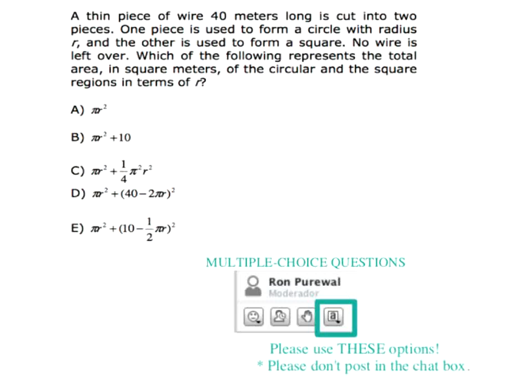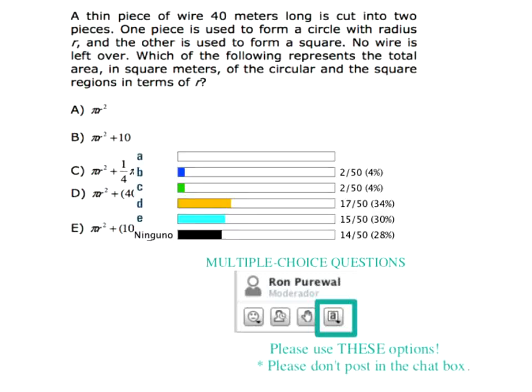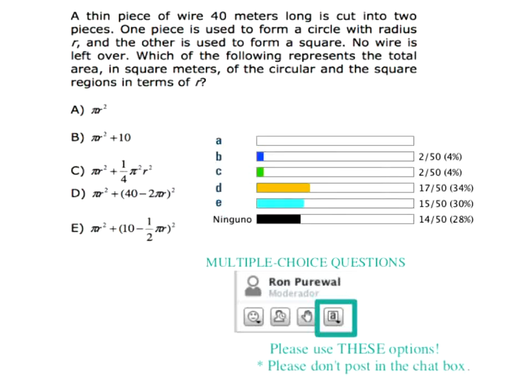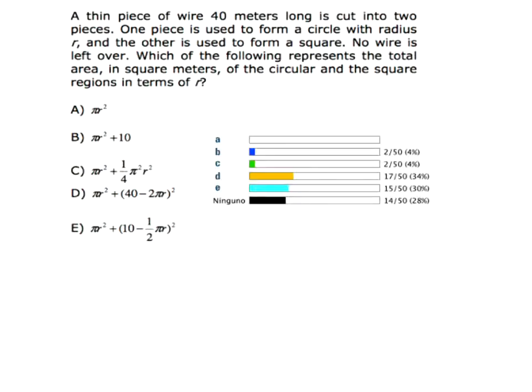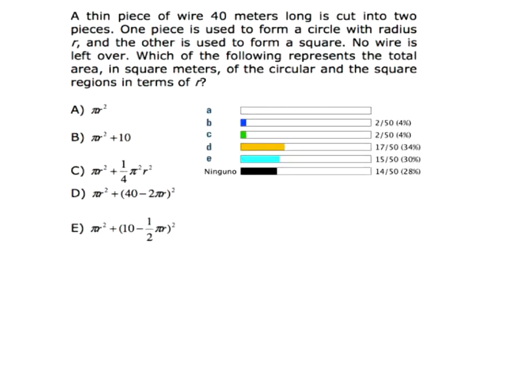Here are your responses as a class. We seem to have a strong preference for D and E here. But let's take a look. Does anybody know a way to solve this problem that isn't algebra, where you don't have to manipulate a bunch of pi's and r's and things like that? If you do, go ahead and let me know in the chat box.